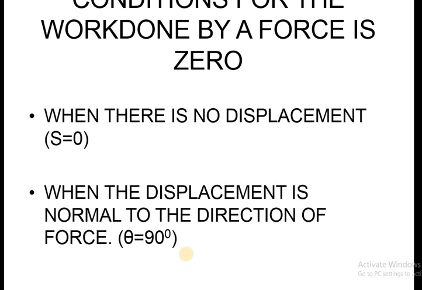Condition 1: when there is no displacement, that is S equals 0, then the work done is 0. And when the displacement is normal to the direction of the force, that is theta equals 90 degrees, the work done is also 0. I have shown you both the cases. Now let's see if we have any other concept of work done.